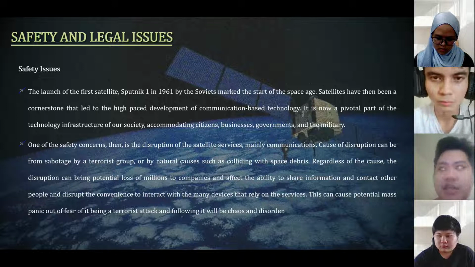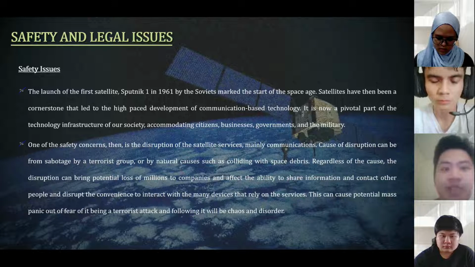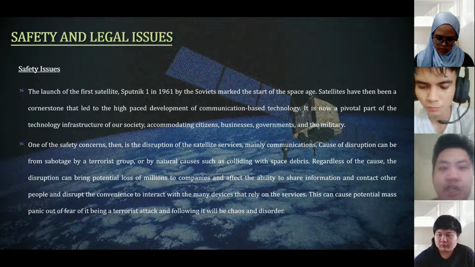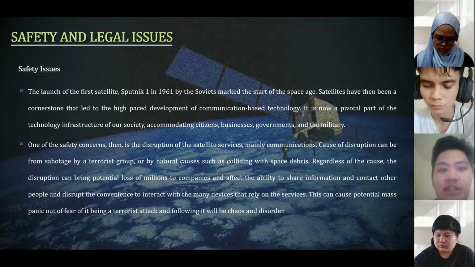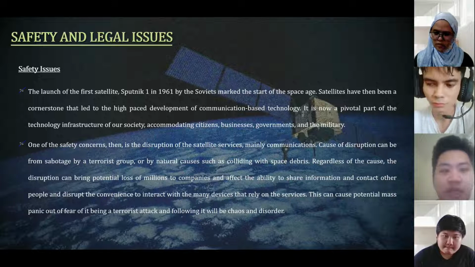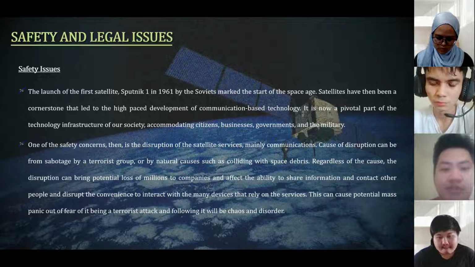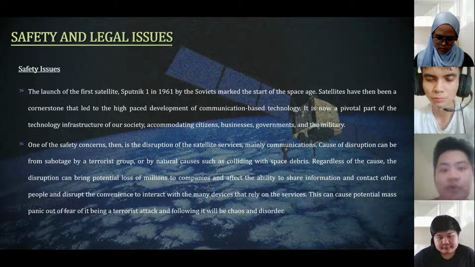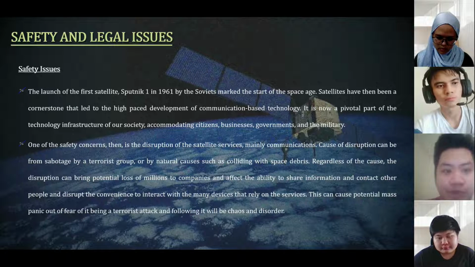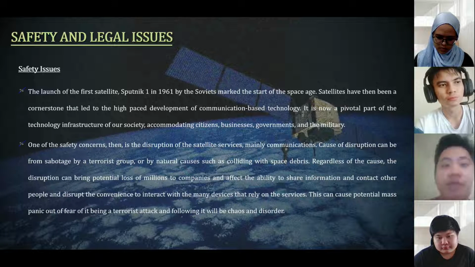communication satellites, because a disruption of even 1 hour can cause huge losses, whether caused by a potential terrorist group or by natural causes such as colliding with space debris. The disruption can cause potential loss of millions to companies, affect the ability to share information and contact our loved ones or anyone we need to contact at the time, and disrupt the convenience of interacting with the many devices that rely on our services.